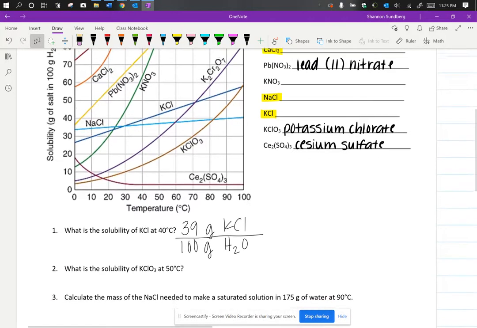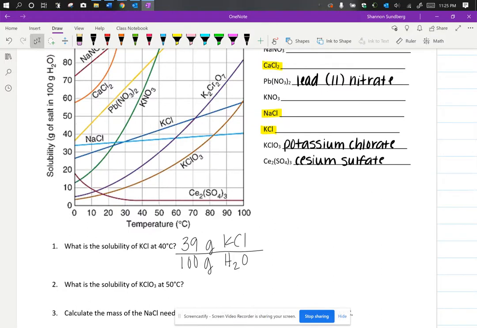So, what is the solubility of potassium nitrate? This guy. What is the solubility of potassium nitrate at 20 degrees Celsius? Well, same process. Trail your finger up to the green line and then trail your finger over to the left. This one was an easy one. It kind of intersected at a nice spot.